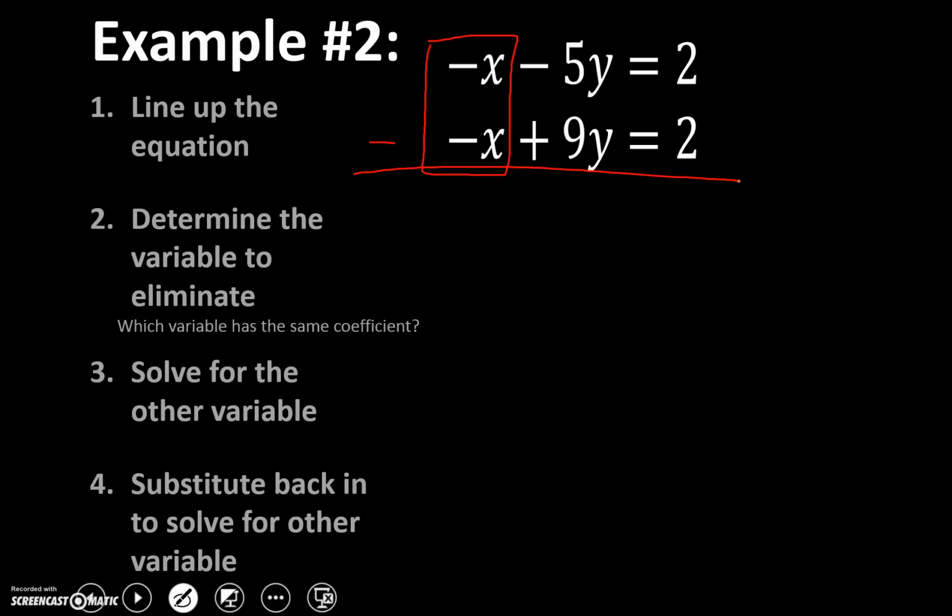So negative 1 minus negative 1 is 0. They cancel out. Negative 5 minus 9 is negative 14y. And 2 minus 2 is 0. So now I divide both sides by negative 14, and I get the y value of 0.